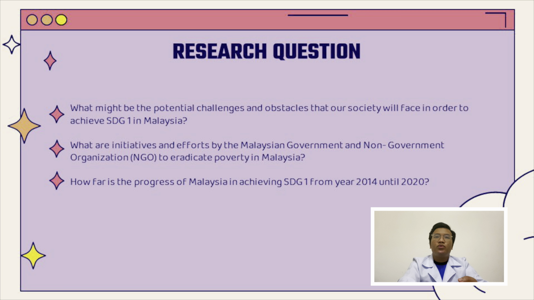So other than that, we talk about the research questions. There are 3 research questions in our project. The first one is, what might be the potential challenges and obstacles that our society will face in order to achieve SDG 1 in Malaysia? The next one is, what are the initiatives and efforts by the Malaysian government and the non-government organisations (NGOs) to eradicate poverty in Malaysia? And the third one is, how far is the progress of Malaysia in achieving SDG 1 from year 2014 until 2020?